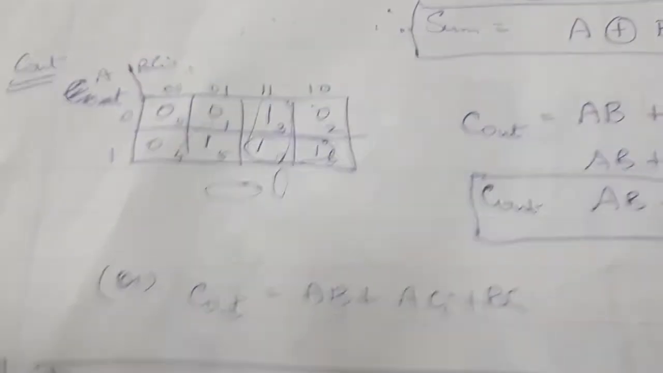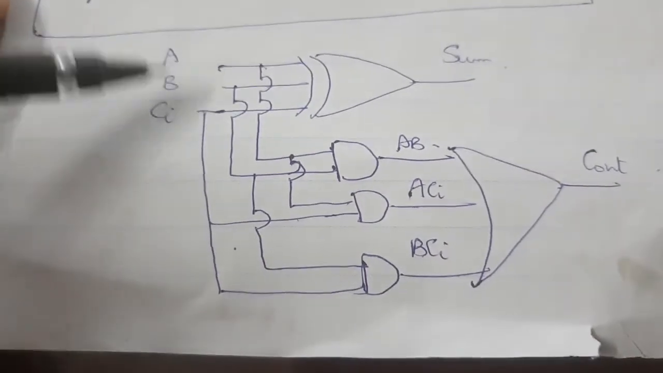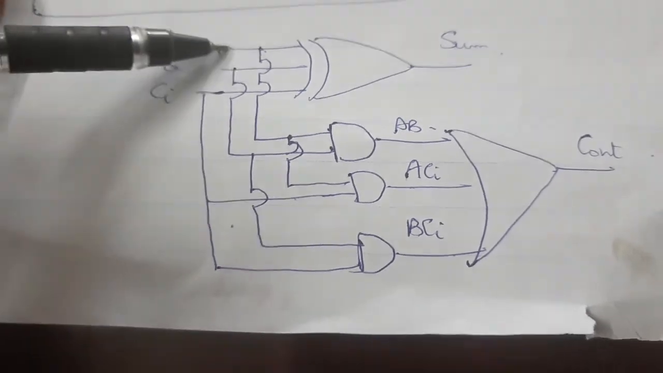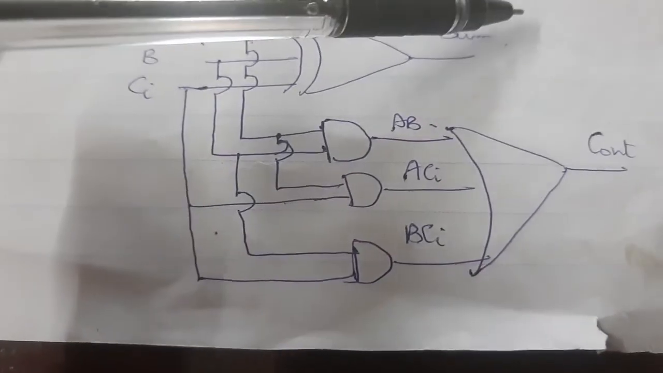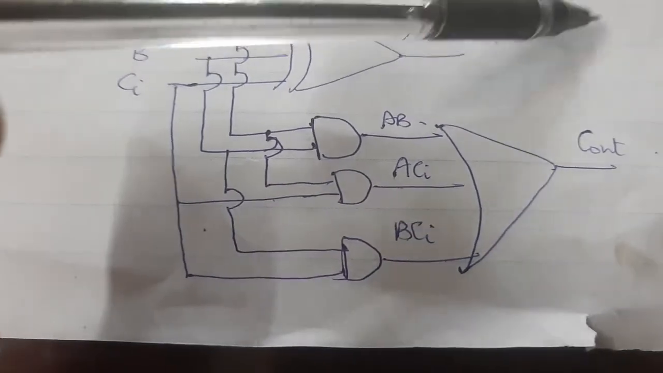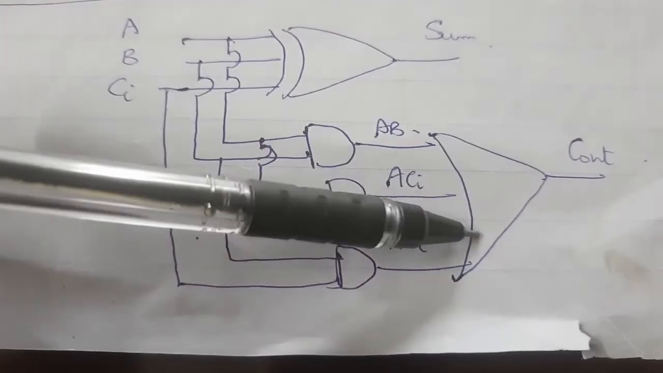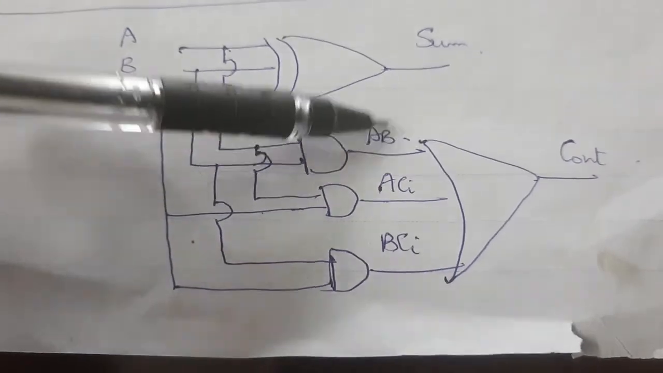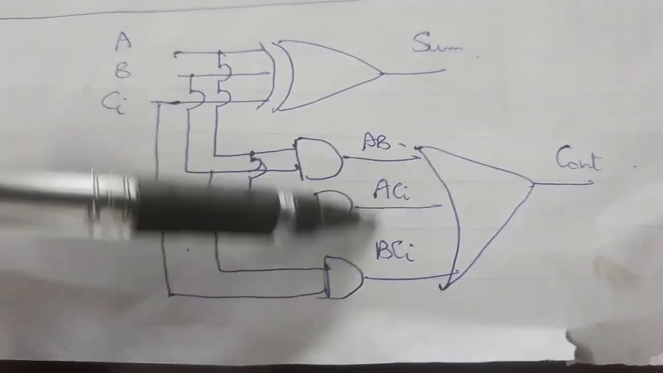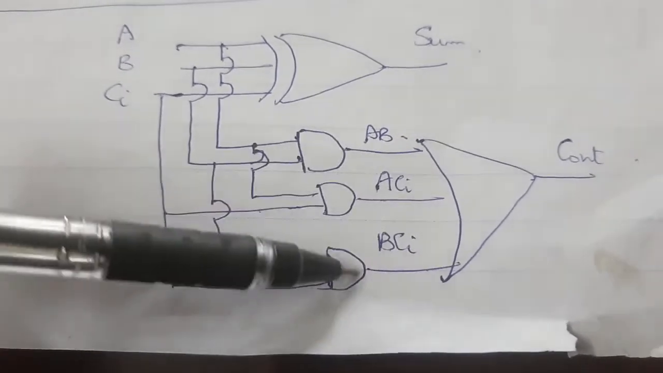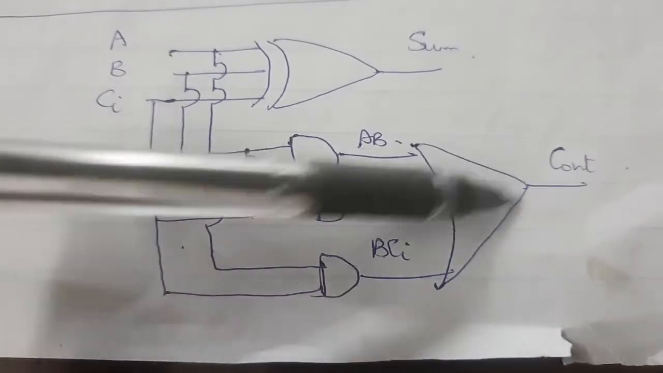So draw the circuit of it. What is the sum? A 3 input exclusive OR gate: A exclusive OR with B, exclusive OR with Cin. What is the carry out? It is AB plus ACin plus BCin. So one AND gate, second AND gate, third AND gate. All the 3 outputs are given to one OR gate.